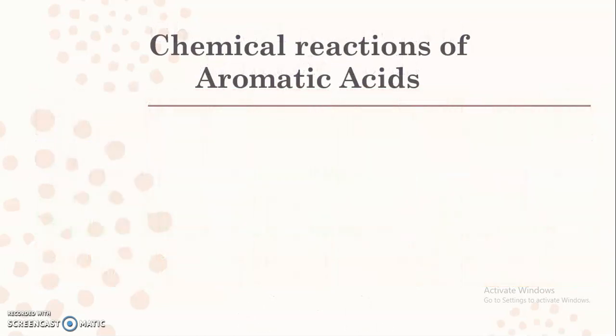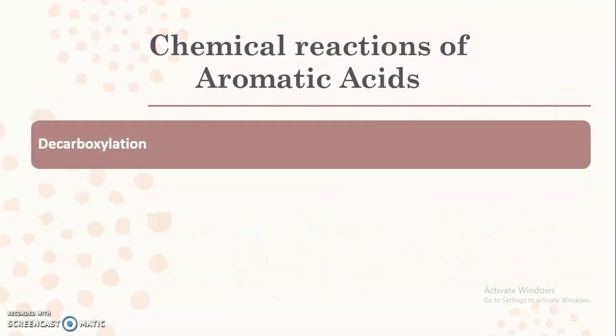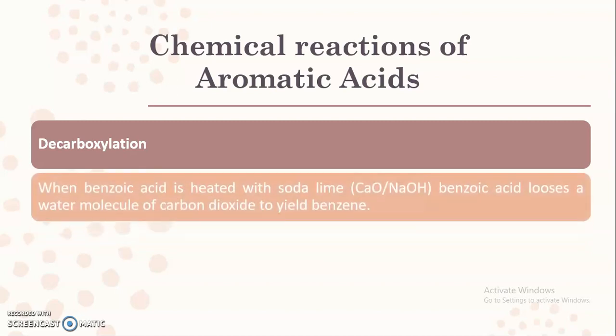Then the next chemical reaction that is shown by aromatic acids is decarboxylation. Now we know that benzoic acid mainly consists of the carboxylic acid functional group, that is the C double bond OH. When this carboxylic acid group loses carbon dioxide, these types of reactions are known as decarboxylation. So decarboxylation is the removal of carbon dioxide.